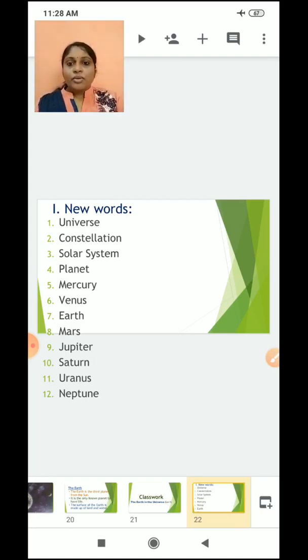Universe, UNIVERSE. The first one is universe. Next, constellation, CONSTELLATION. Finished. Next is solar system. Solar system, SOLAR, SYSTEM, solar system. Next one is planet, PLANET.